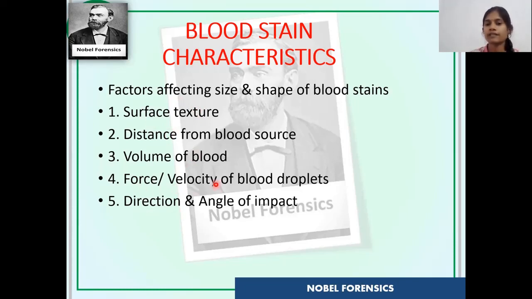For example, force: based on the blood stain pattern, the number of blood stains and the size of the blood stains at the crime scene, they can estimate the force which was applied on the injury. And also volume of blood: based on the amount of blood present at the crime scene, they can identify the volume of blood. And also direction and angle of impact.